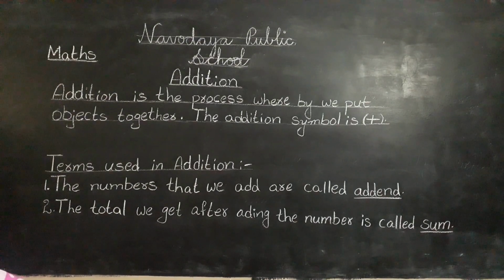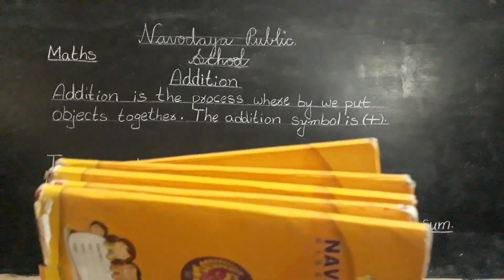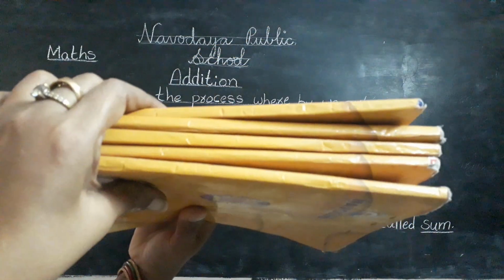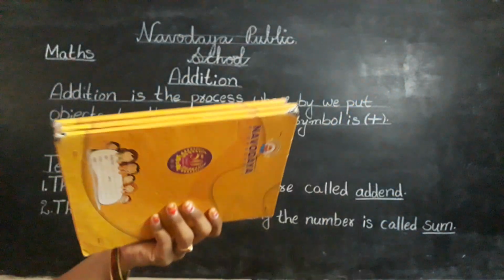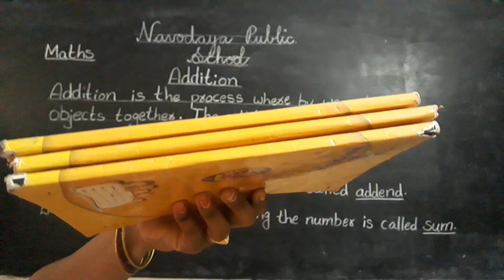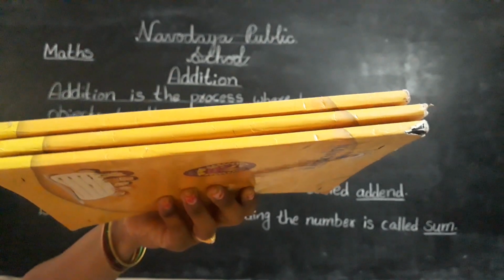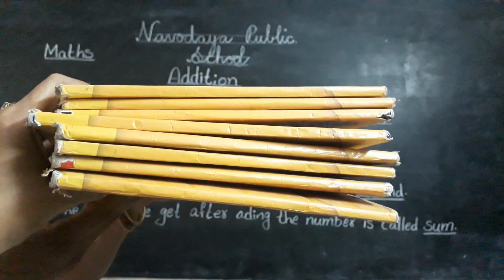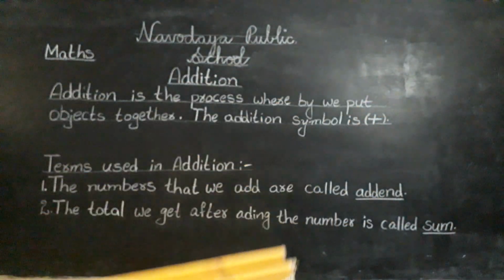Let us see how. There are 5 books in my right hand and there are 3 books in my left hand. How many books are there in all? Let us add.